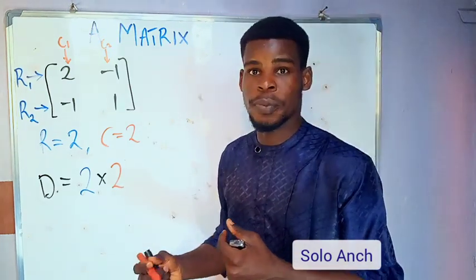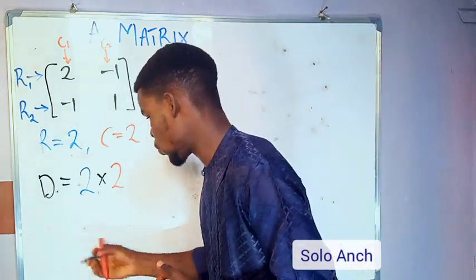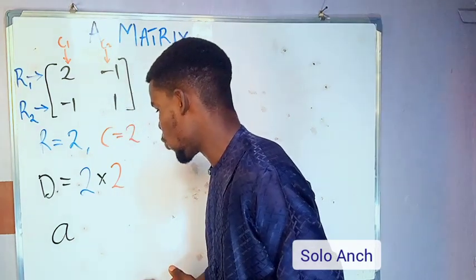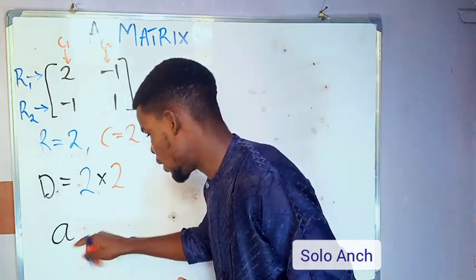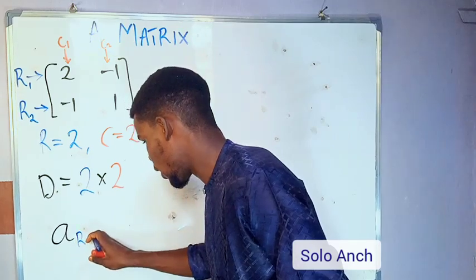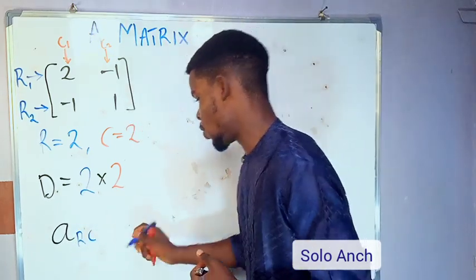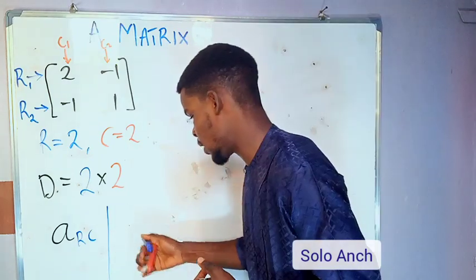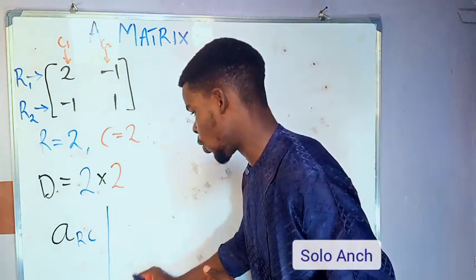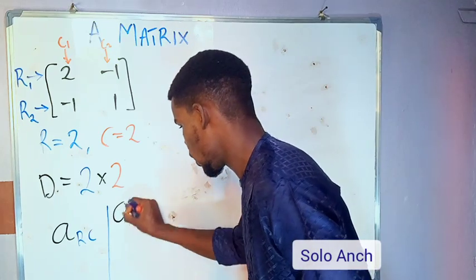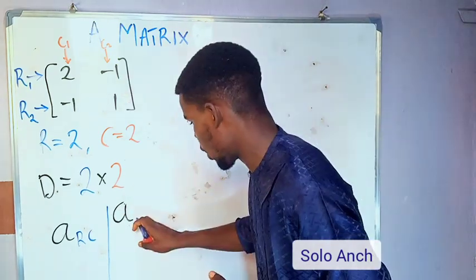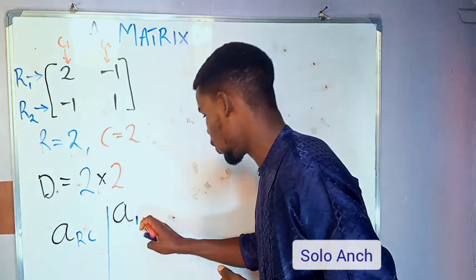So let's say we want to bring out an element. Let me use the little a to denote an element of a matrix. The a here will be of the form a, then the row, and then the column. So this is how to know. If you want to pick out the element that exists in row 1 and column 2, we are going to say a, row 1, column 2.